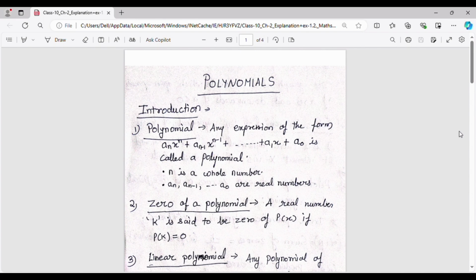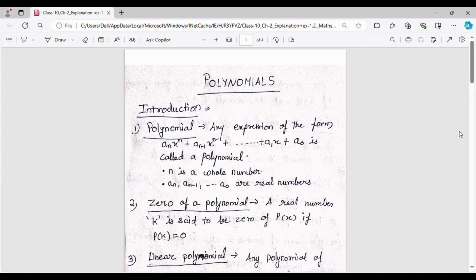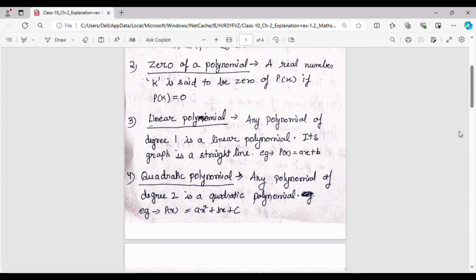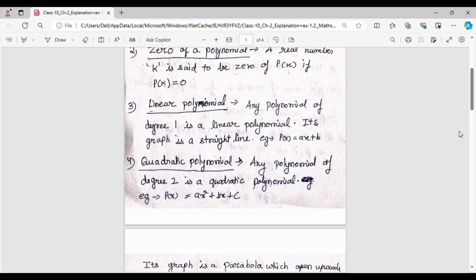Then what is the zero of a polynomial? Zero of a polynomial means a value of the variable of the expression given. It can be any real number. If we substitute it in the expression and we get the value as 0, then that number k is said to be a zero of the polynomial p(x).